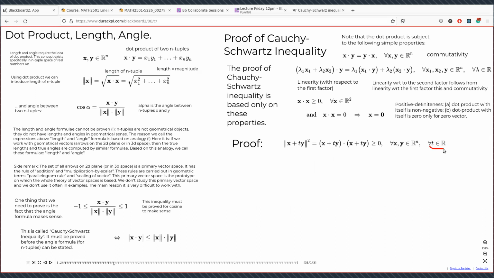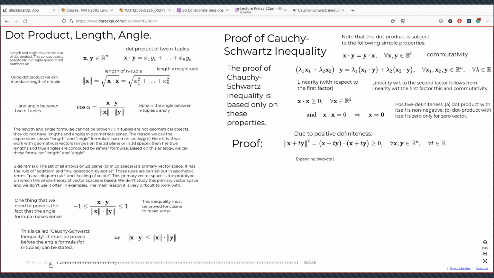and t is just a number, right? That's a linear combination of two vectors. And I take the length squared, which means the dot product with itself. It's a non-negative thing. That's the positive definiteness, right? Yeah, that's due to positive definiteness. We've got this conclusion. That's my first step.